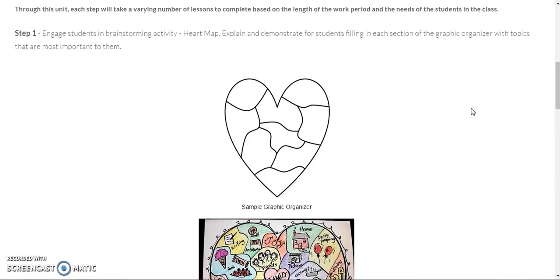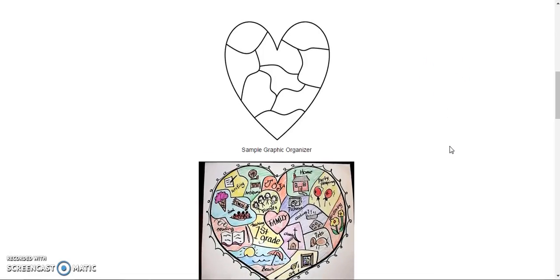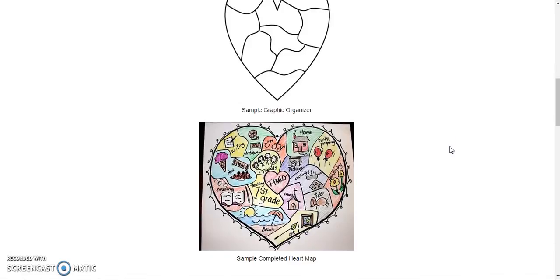So one of the things that I've done with students is when we begin the year, they create a heart map. So I give them a graphic organizer of a heart with different sections in it, and they fill it in with all kinds of things that are most important to them, things that they love, things that are important to them, memories that they have. And so they will use that as a springboard for their brainstorming for future narrative writing stories.